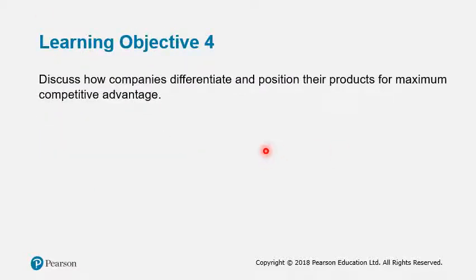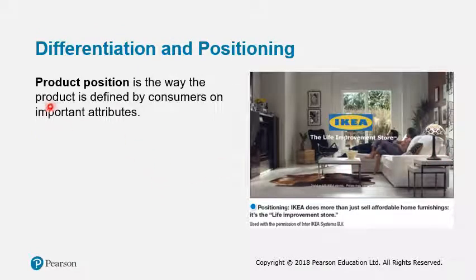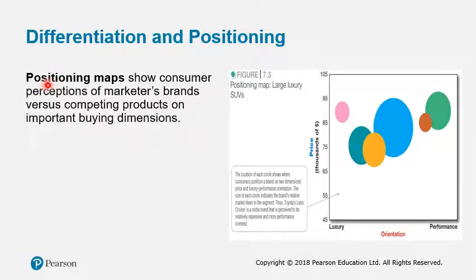Moving on to the last part of this chapter, which is to discuss how companies differentiate and position their products for maximum competitive advantage. First, we look at product position. Remember when I told you in the first few slides, product position is how customers define your product attributes in their mind. This can be seen using the positioning map, which shows the consumer's perception of the marketer's brand versus competing brands on some important buying decisions.